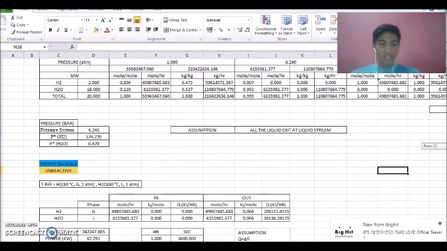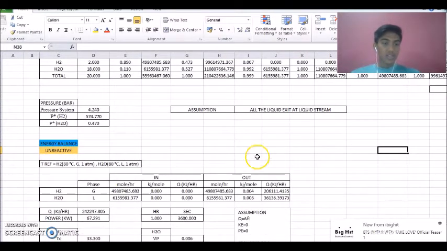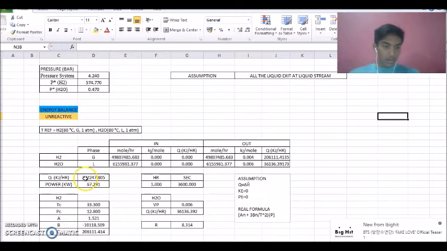This whole process is an unreactive process, and we choose the T reference for this unit process as hydrogen and water at 80 degrees Celsius, 1 atm, and the heat energy produced is positive, which is also an endothermic reaction.